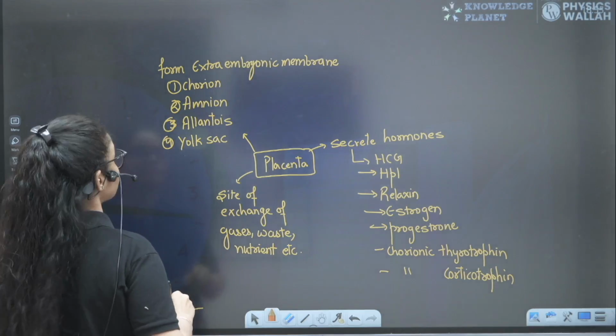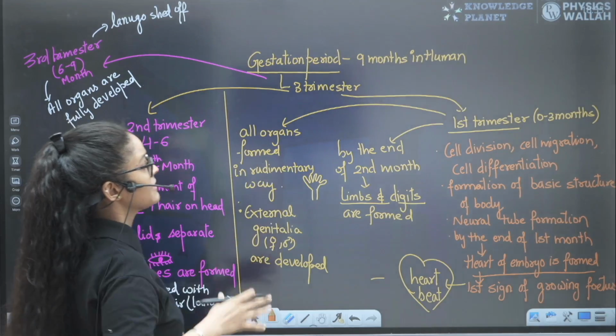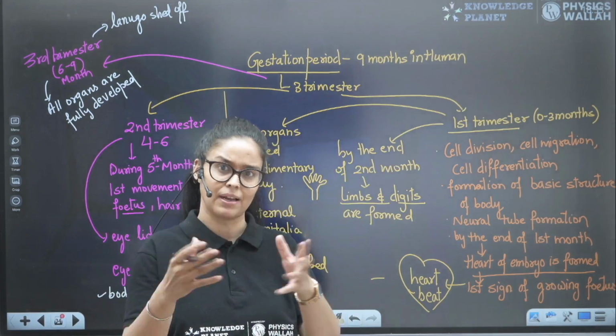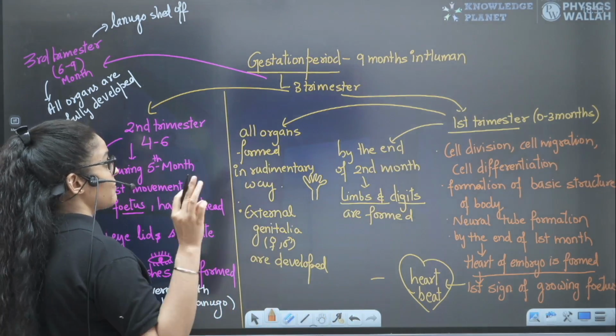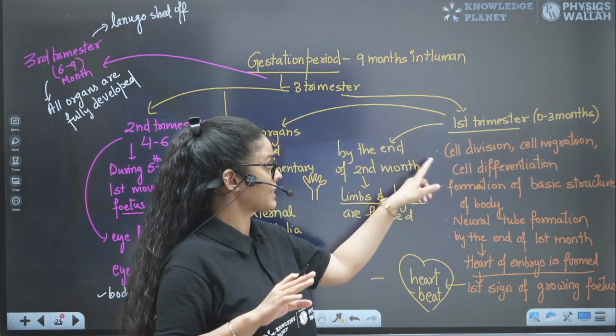And now let's see. Gestation period means 9 months from the implantation, until the baby is fully developed to come out. It will take 9 months, right? So it is divided into 3 trimesters. The first trimester means 0 to 3 months. What happens at that time?